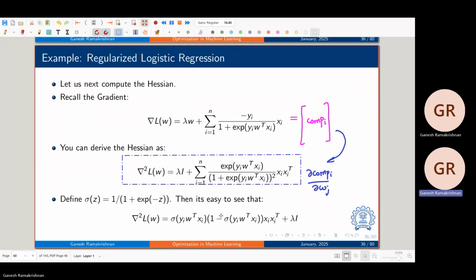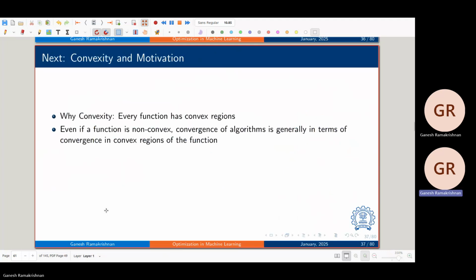You just write down this expression, the double derivative of L with respect to Wi and Wj. Like I did here, do the same exercise as your homework, or you should have done that, and that will give you exactly the form we showed earlier. Okay, so now we'll move on to convexity and motivation, and again leave with some homework problems.